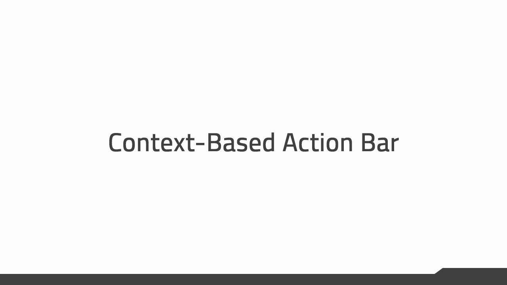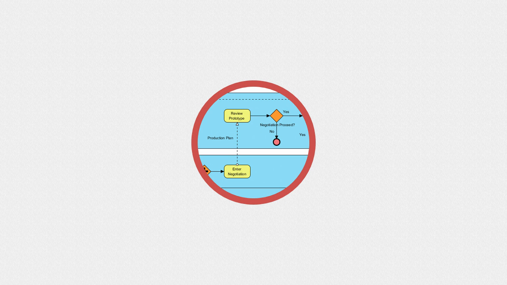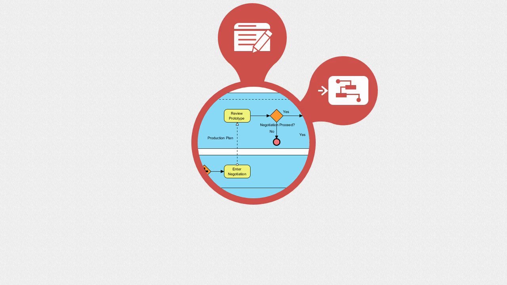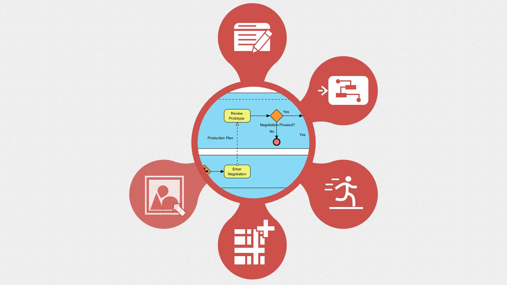Last but not least, introducing the context-based action bar. Each type of diagram comes with different kinds of actions. Take business process diagram as an example. You can write a working procedure, produce a 2B process, produce an animation of workflow, etc.